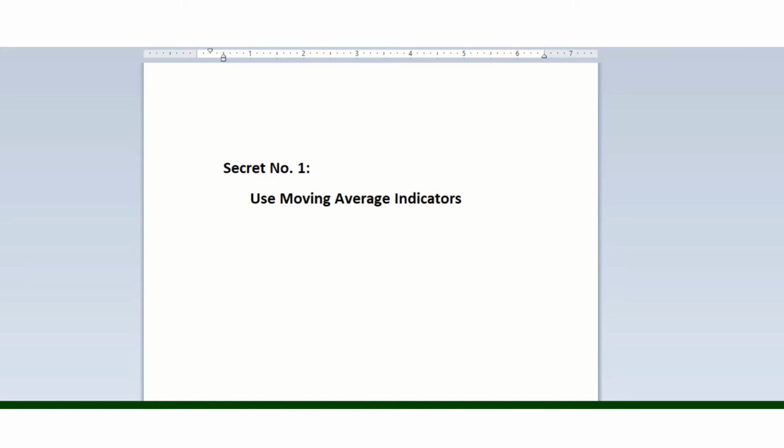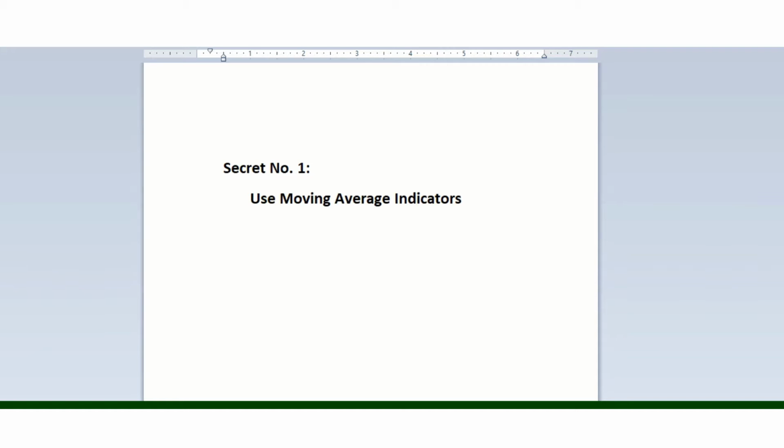Have you ever felt like every time you enter a trade, it seems to go against you? Well, in this video, there are 3 secrets that can help you to win consistently after entering your trades. So let's go into secret number 1.